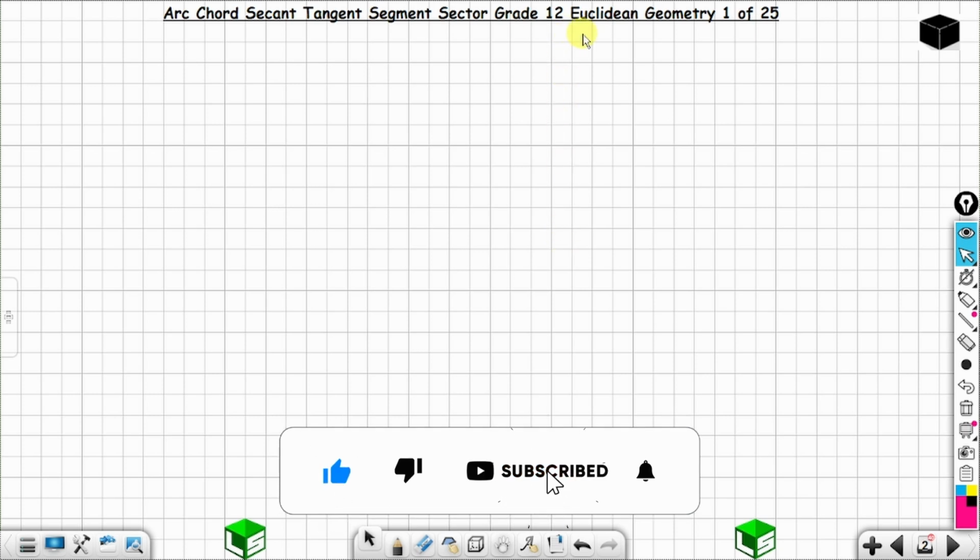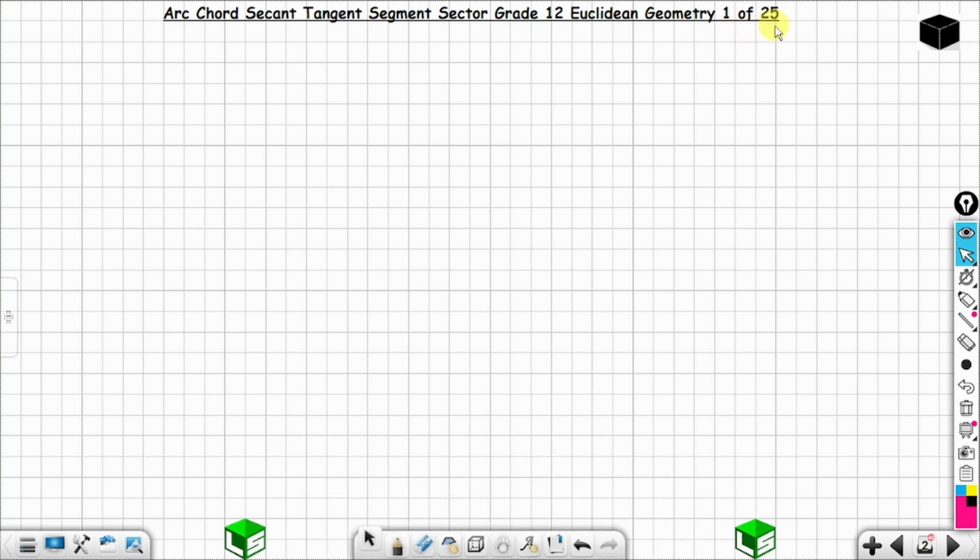Today we are going to see Euclidean geometry part 1 of 25. We are going to see arc, chord, secant, tangent, segment and sector. What is an arc of a circle? An arc of a circle is any piece of the curve which makes the circle.